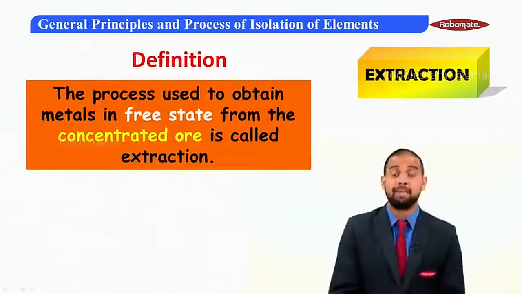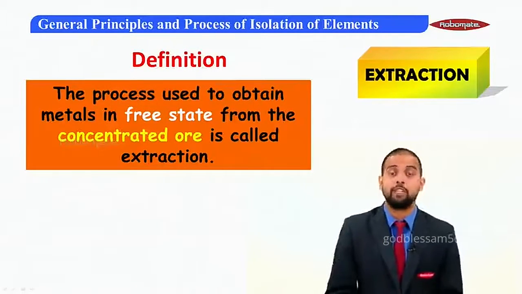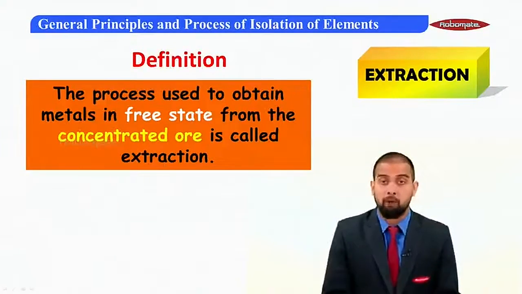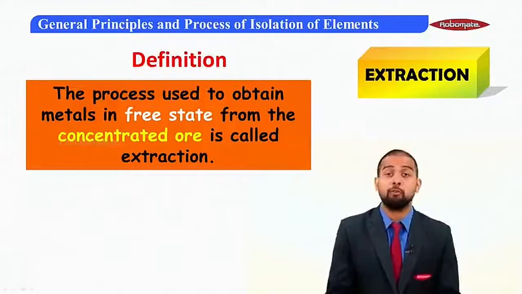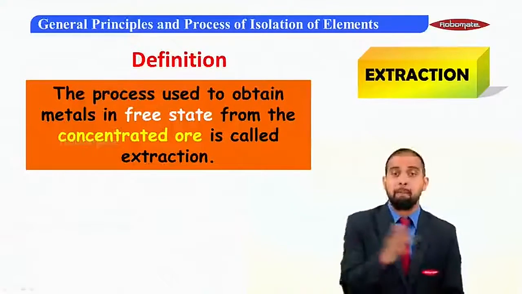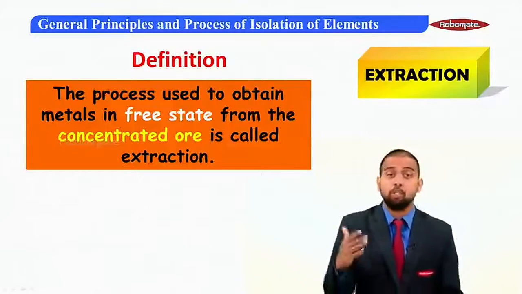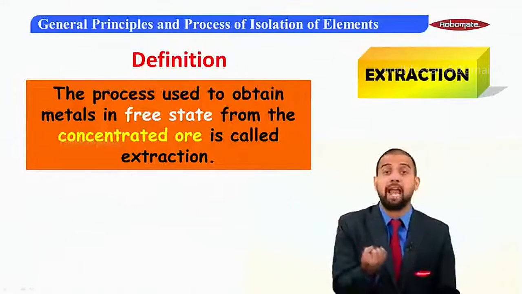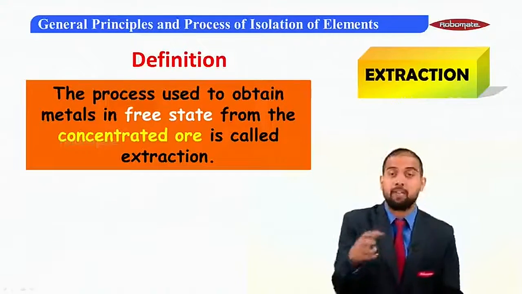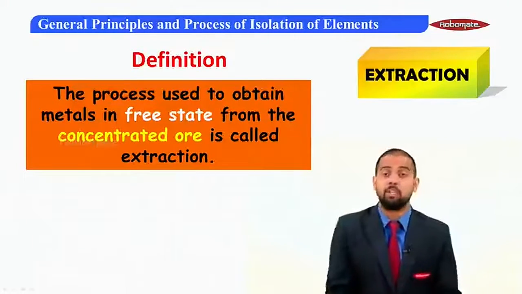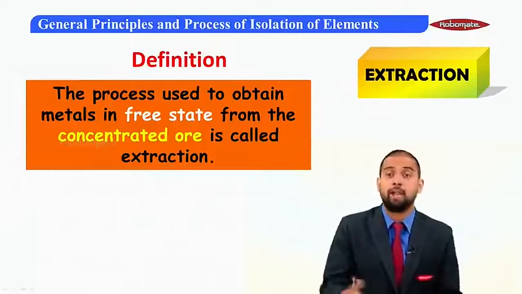It means metal in the uncombined state or metals in the elemental state is called as free state. As we already know, in concentration we had metals in the form of a compound, and in concentration we were just trying to remove the earthy impurities. So metal oxide is now free from the gangue. Metal sulfate is now free from the gangue. So what we are doing in the name of extraction is, from a metal oxide we are removing oxygen and getting a free metal. From a metal sulfate we are removing the sulfate group and getting a free metal. So this is exactly what the word free state or uncombined or elemental state means.